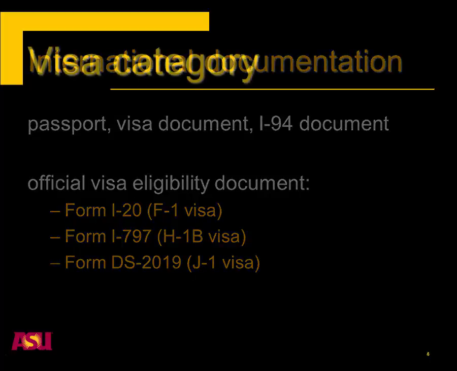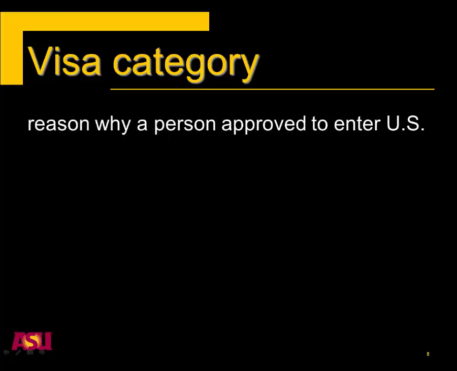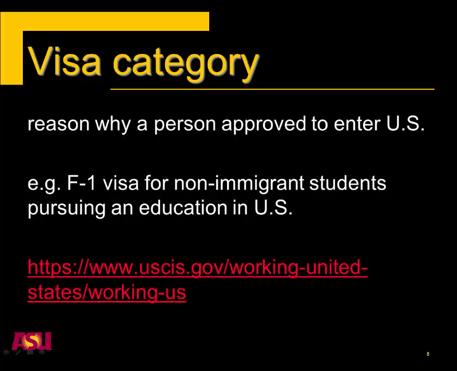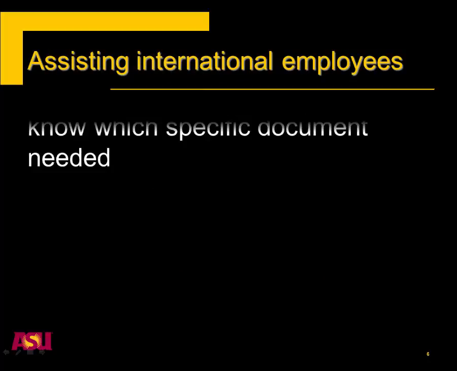In case you are curious, each visa status indicates a specific reason why a person has been approved to enter the country. For example, the F1 visa is for non-immigrant students pursuing an education in the US. For more information, see the United States Citizenship and Immigration Services webpage. Most international employees will bring a folder with all of their documents, but may not know the specific titles of each document. That's your job.